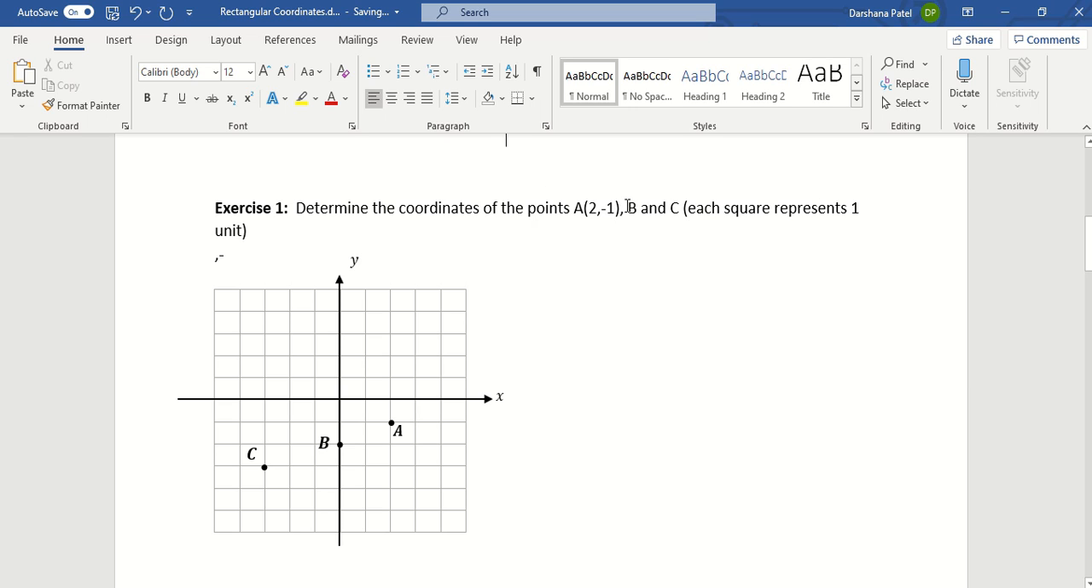For B then, B is basically right here, where x is 0 and y is negative 2. So it is x 0, y negative 2. And for C then, 1, 2, 3, x will be negative 3 and y is also negative 3. So C will have coordinates negative 3 and negative 3.